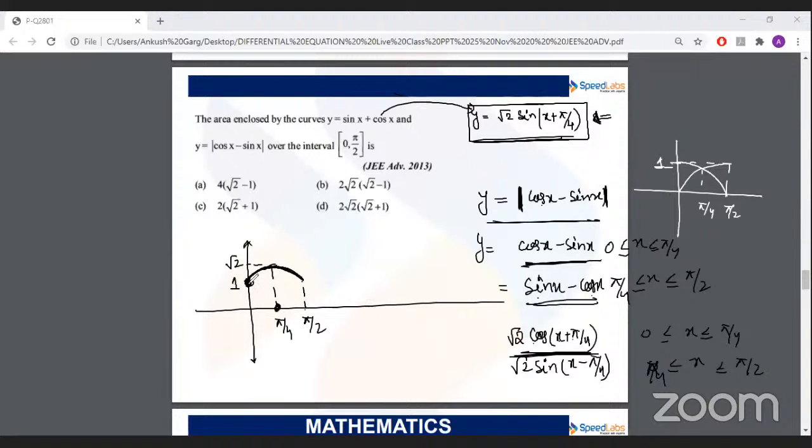cos pi by 2 ये 0 हो जाएगा, तो ये ग्राफ cos के जैसा ऐसा आएगा. And root 2 sin of x minus pi by 4, so at pi by 4 this value is 0, and at pi by 2 this will be 1. So the graph will look like something like this.